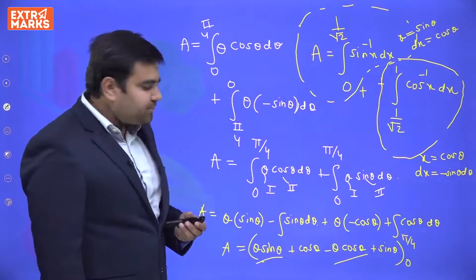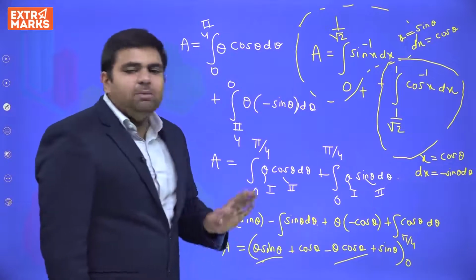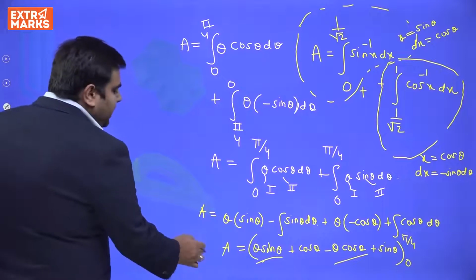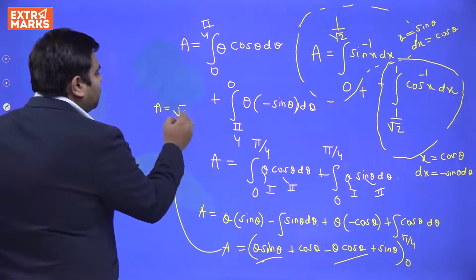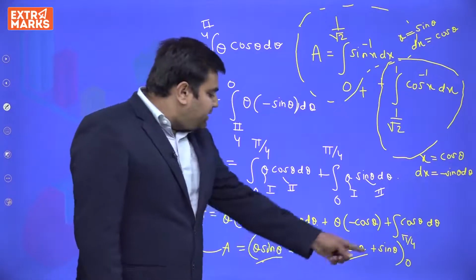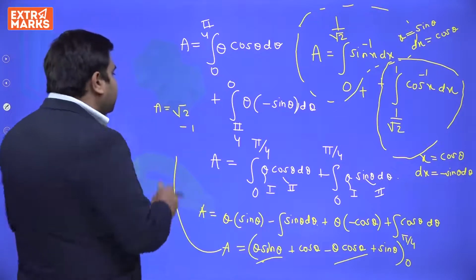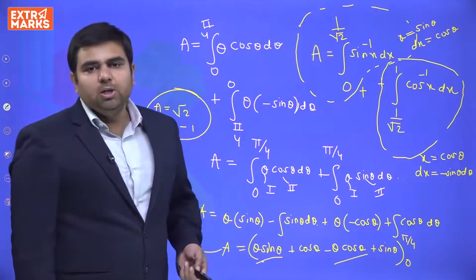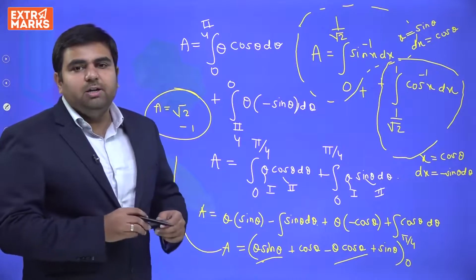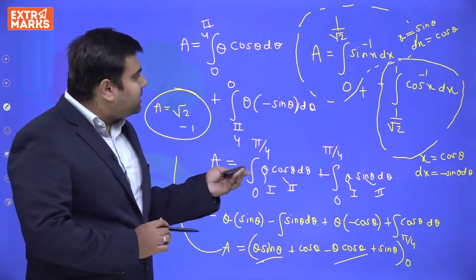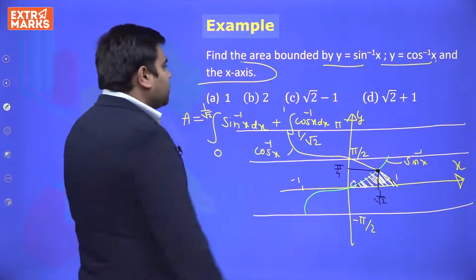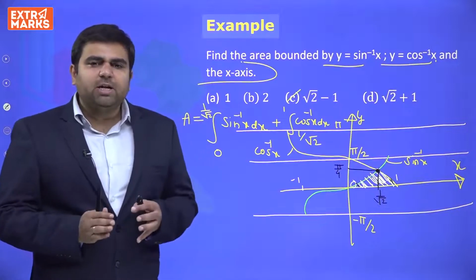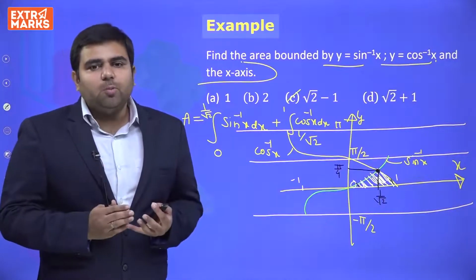substituting the limits. Now the final expression is sine plus cos. So sine plus cos at pi by 4 is what? Sine plus cos at pi by 4 is root 2, minus at 0, cos will be 1, sine will be 0. So the final answer is coming out to be root 2 minus 1. This is a really important problem as far as understanding the concepts of area in a better way is concerned, right? So therefore C option is the correct option.